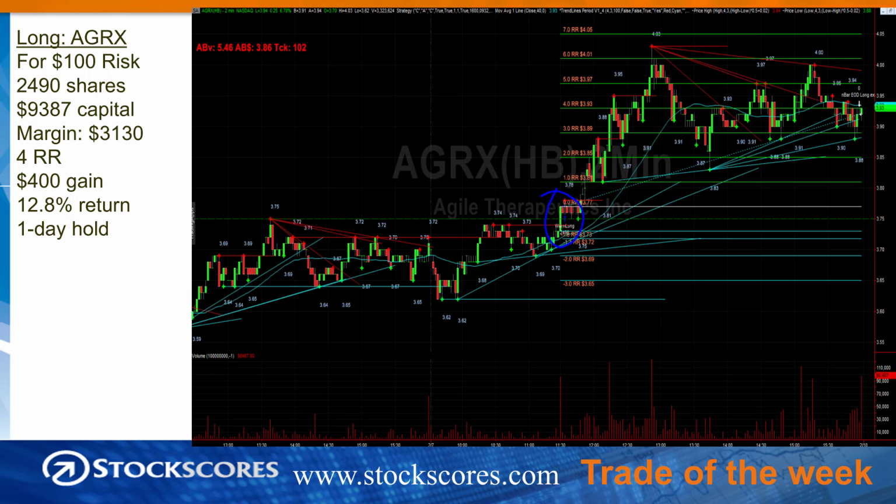For every $100 of risk, the position required was 2,490 shares. That meant almost $9,400 in capital for that position. However, you can margin that 3 to 1 because it is a day trade, which means you only have to put up 1/3 of the capital to take this trade. At the end of the day, it was up 4 times its risk. That's what that means when you see there 4RR. So it was up 4 times its risk, which is a $400 profit on $3,130 of capital required, representing a 12.8% return for a 1-day hold. Not outstanding. We see some that have been a lot better, but certainly better than a kick in the head, and just an example of one of the stocks out of many that were triggered on Friday.